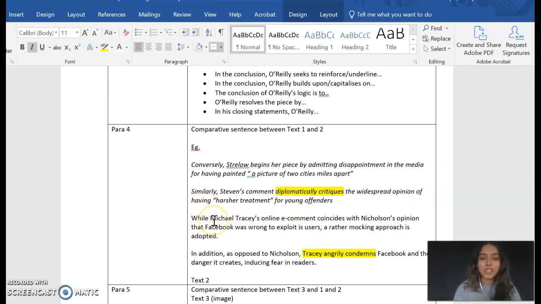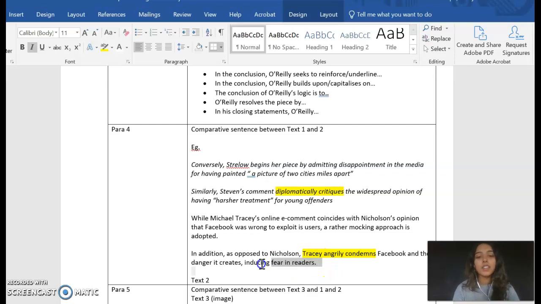While Michael Tracy's online e-comment coincides with Nicholson's opinion that Facebook was wrong to exploit its users, a rather mocking approach is adopted. So a different approach is adopted. In addition, as opposed to Nicholson, Tracy angrily condemns Facebook and the danger it creates.